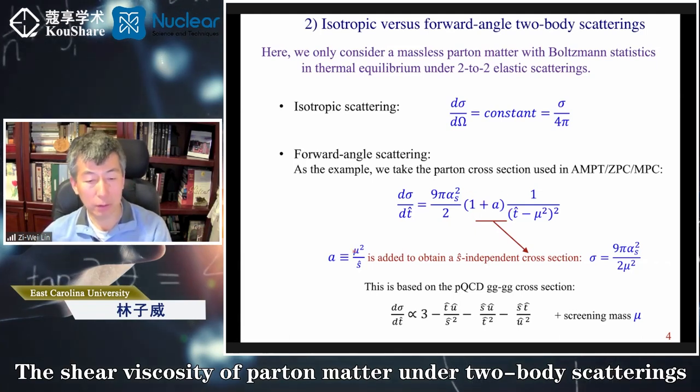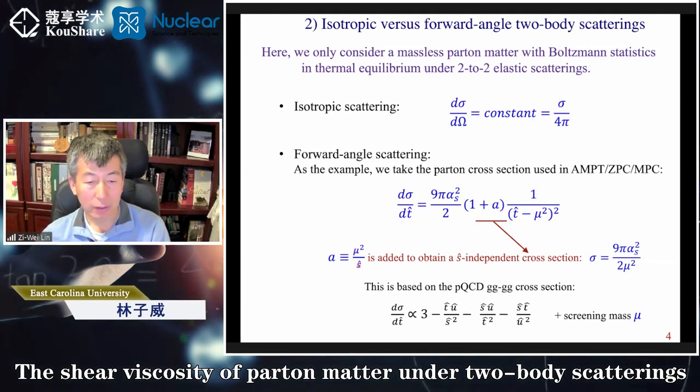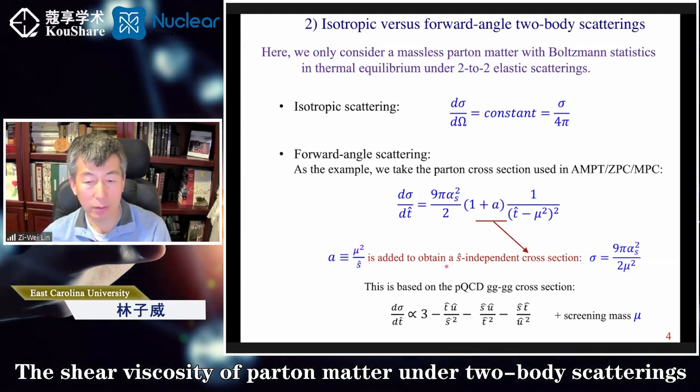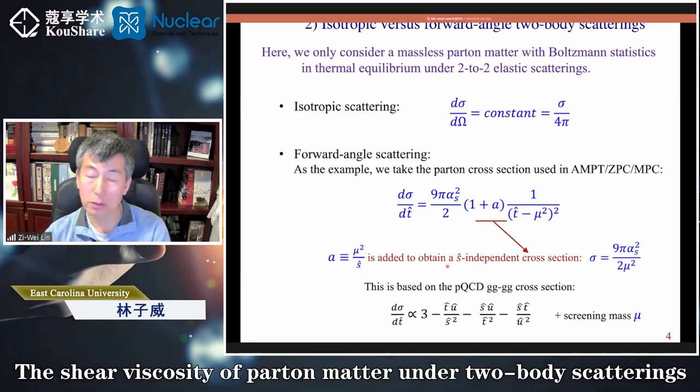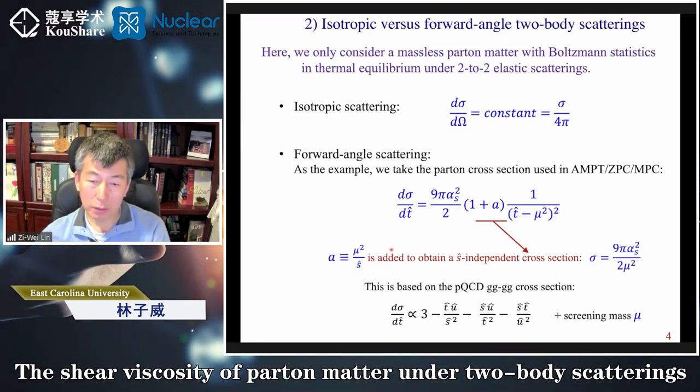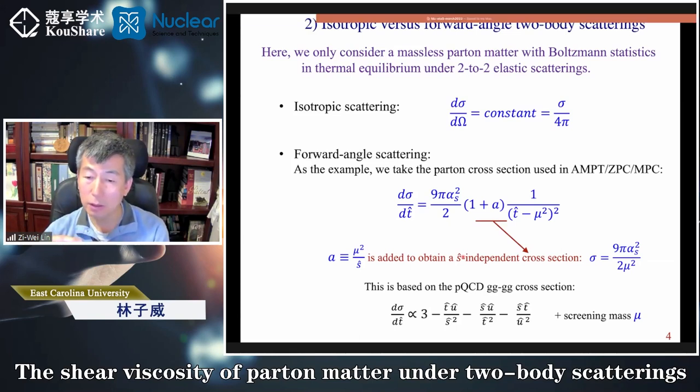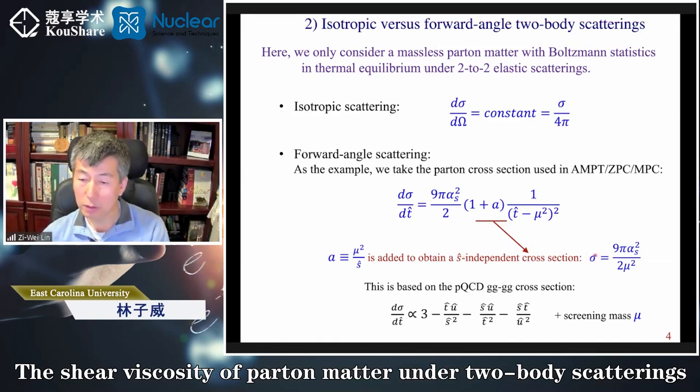And this a parameter is mu squared over s hat. Mu is the screening mass, and the s hat is the two-parton center-of-mass energy. And we call this parameter a. And we add this term to make the total cross-section s hat independent. In other words, the parton cross-section will be independent of the center-of-mass energy of the two partons. And then as a result, this sigma, the total cross-section, is just proportional to alpha s squared over mu squared.